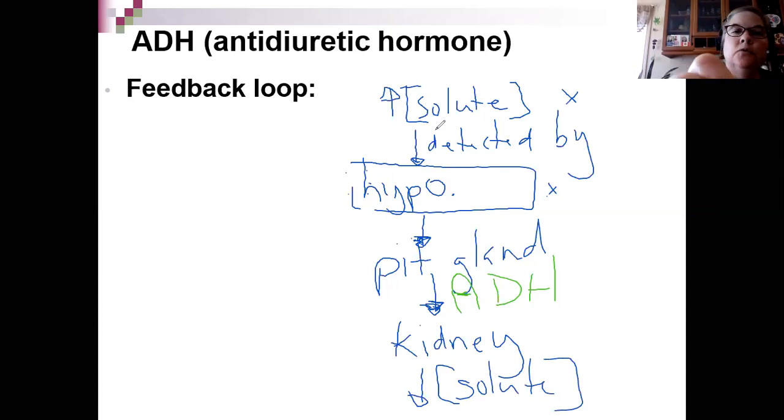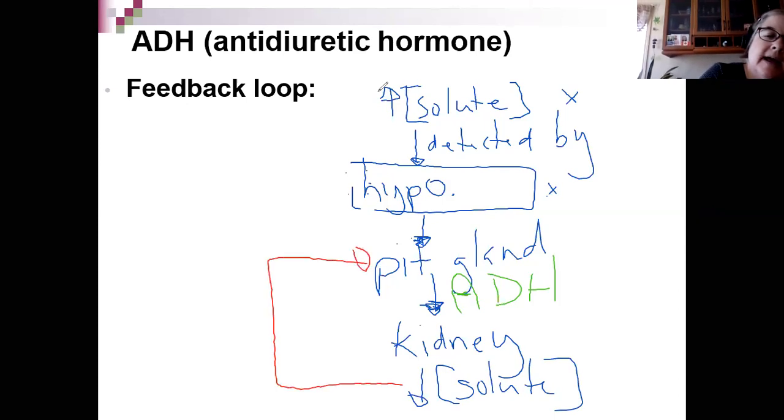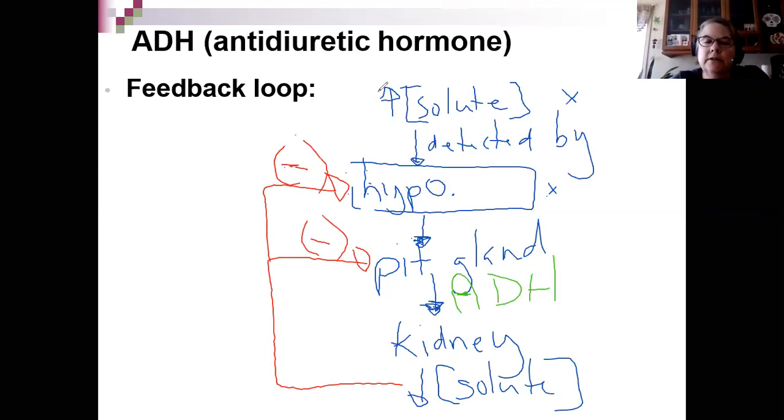Okay, now there's one last part to this that's super important because this is a feedback loop, which means we have to loop back. So what's happening here is we have this negative feedback. We usually indicate this with a line and then a little negative sign, okay? Because that low solute concentration gets detected by the hypothalamus and tells the hypothalamus, hey, we got to stop this, and tells the pituitary, hey, stop releasing ADH. We're good now. Okay, solute concentration's low, we're done.